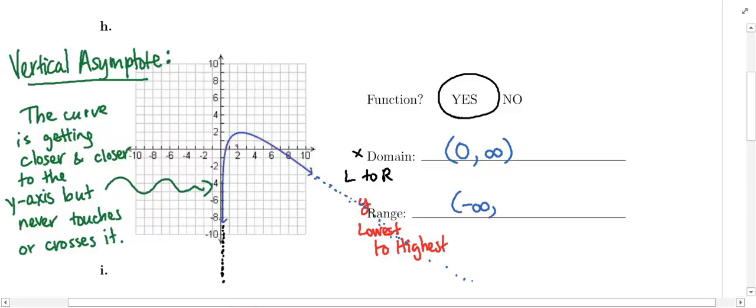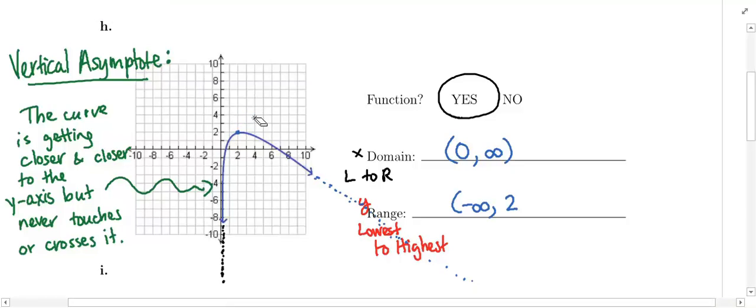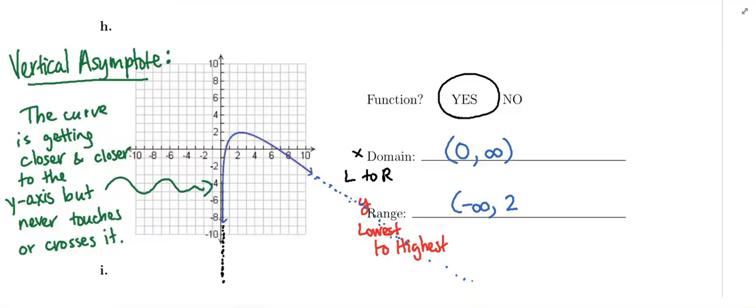If you're really careful here, you can locate the highest point on the graph. It's right here, and this point has coordinates (2, 2). That's the highest point on the graph. You're going to write down the y-coordinate, which is 2 here. And as far as including this point, remember, there's no big fat open circle there.